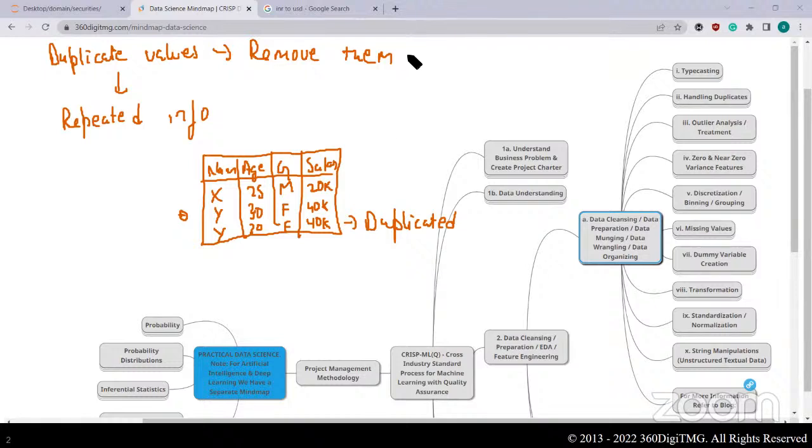We remove them because they might add bias to our model. Because if you have a lot of duplicated values, they will make the model think that these specific values are important. So we remove them. All right, so that is duplicated values.